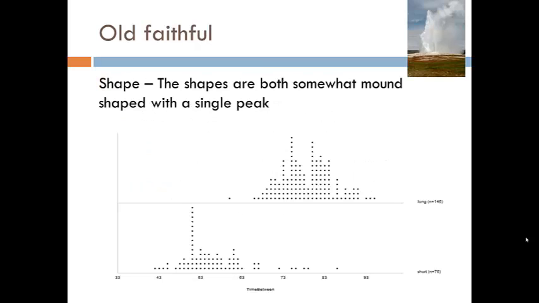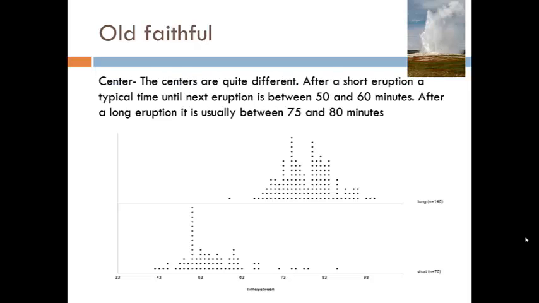Let's talk about shape. Let's look at these two different distributions and compare and contrast their shape. In both cases, we would say these are somewhat mound-shaped distributions with a single peak. Neither one is perfectly so, but for the most part, these look like mound-shaped distributions.